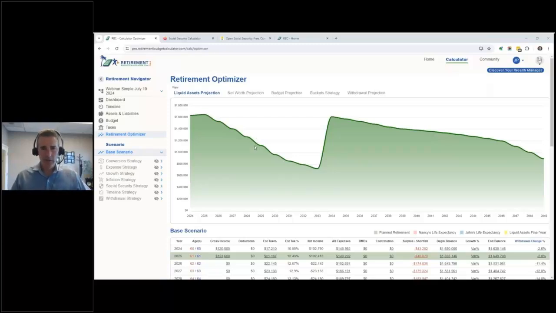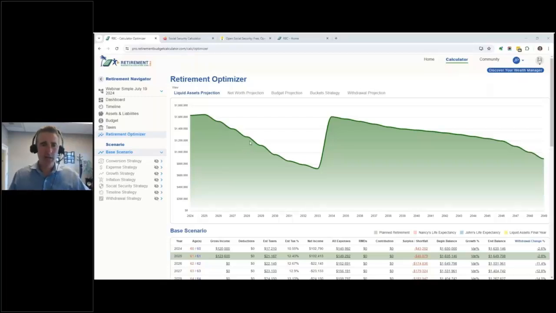How do you enter updated amounts in the 401k without creating a snapshot? You can do it a couple of different ways. You can use the snapshot tool to update the 401k balance, or you can just go right into the asset itself and edit it and update the balance.